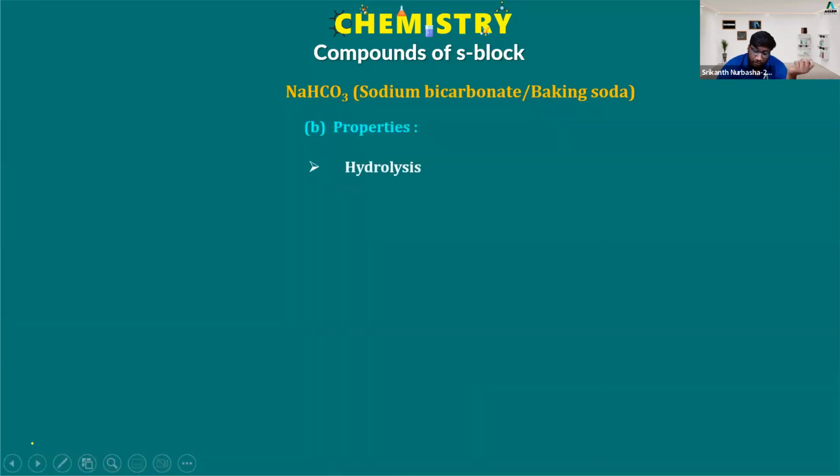Properties: if you think of hydrolysis, NaHCO3 will be reacting with water to form NaOH and H2CO3. That means NaHCO3 plus H2O forms NaOH and H2CO3. What happens? Na+ and O−, C double bond O, COH. You are treating this with water, H2O.